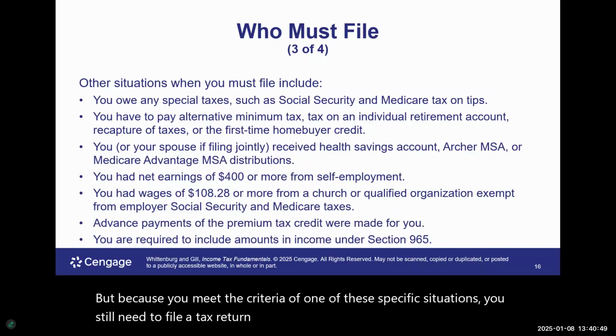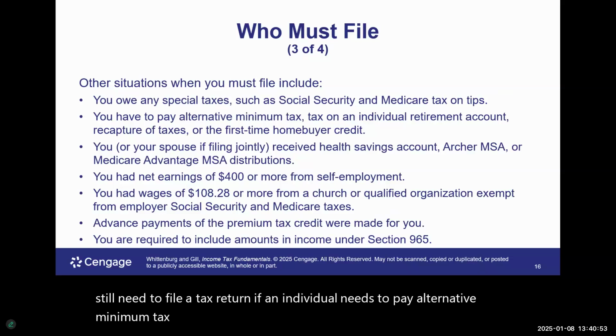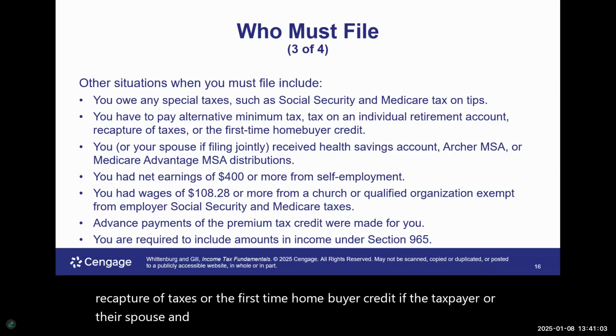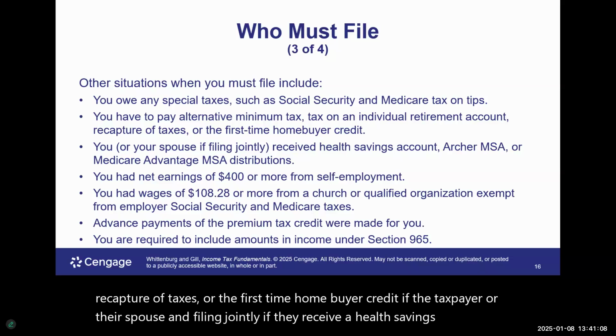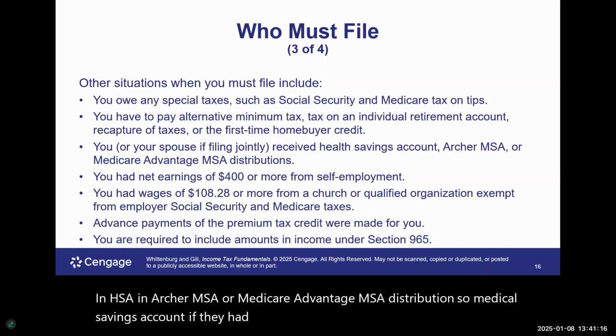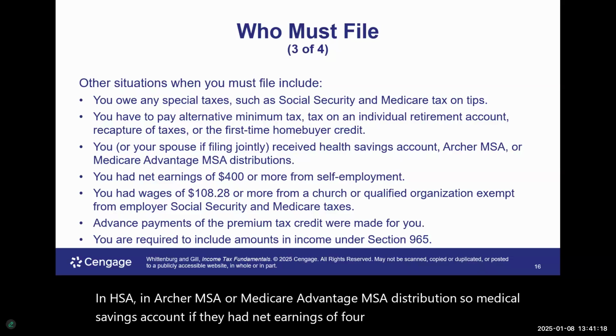If an individual needs to pay alternative minimum tax, the AMT, tax on an individual retirement account, recapture of taxes of the first-time home buyer credit, if the taxpayer or their spouse, if filing jointly, received a health savings account, an HSA, an Archer MSA, or Medicare Advantage MSA distribution, so medical savings account, if they had net earnings of $400 or more from self-employment.